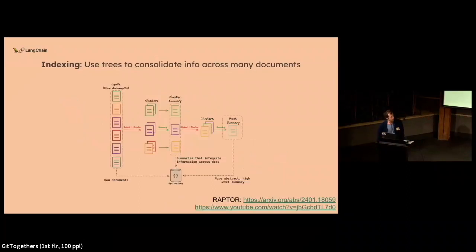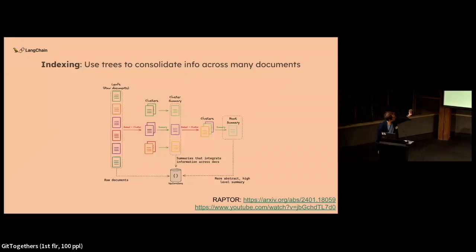This is another one I put out, and a lot of people seem to like it. It's this paper called Raptor. It's a cool idea of building document summarization trees. The big idea is this: imagine you have a whole set of documents, and sometimes a question needs to reference multiple documents.